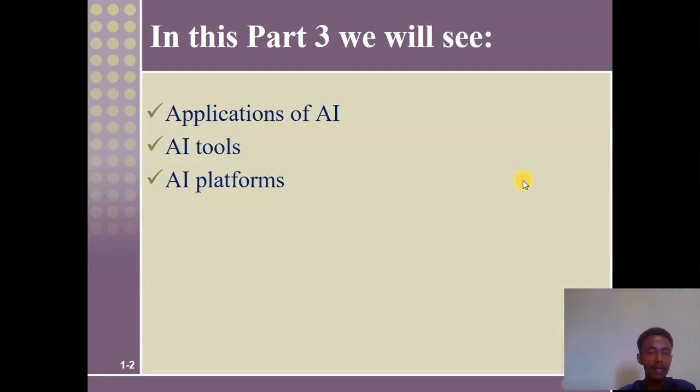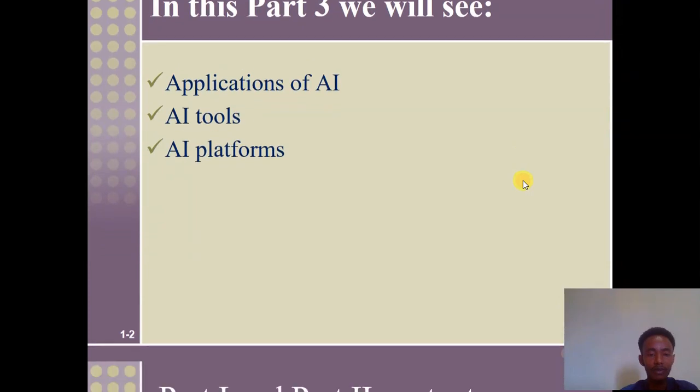Basically, in this third part, I'm going to focus on the applications of artificial intelligence. What kind of application areas are there? Artificial intelligence tools, and artificial intelligence platforms.